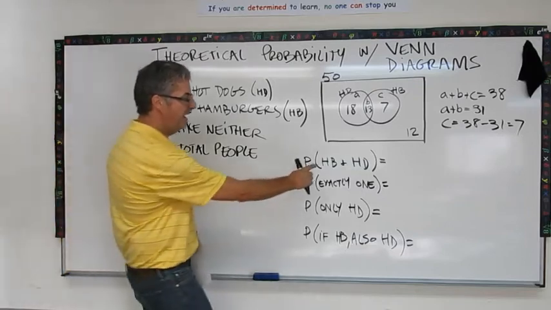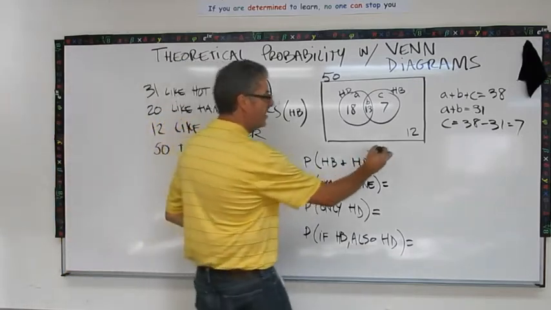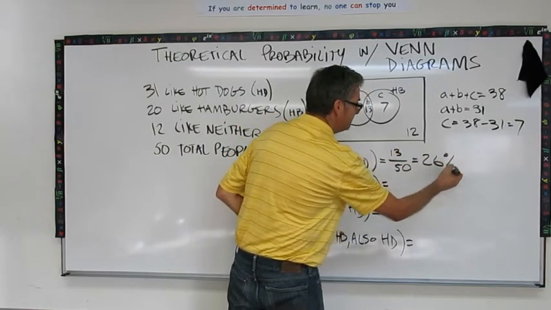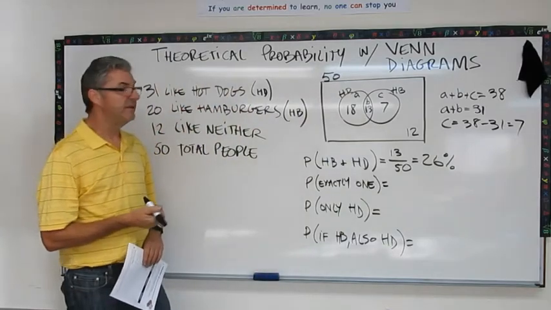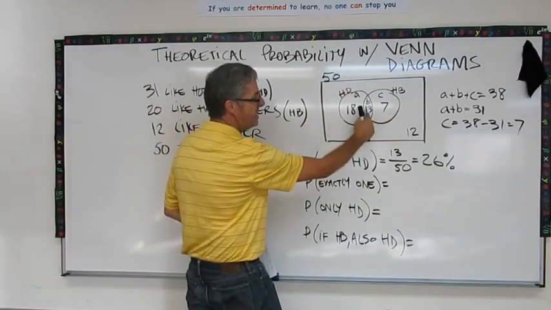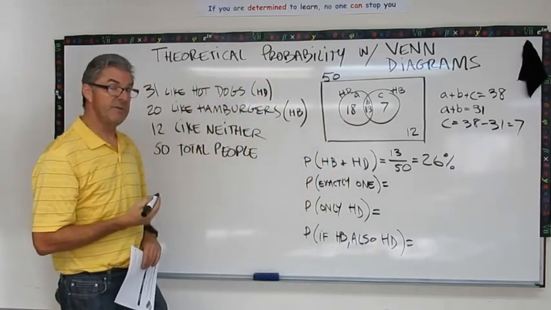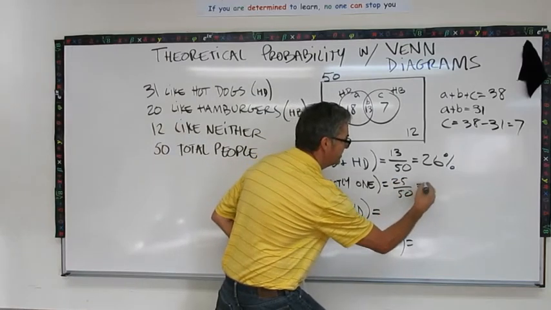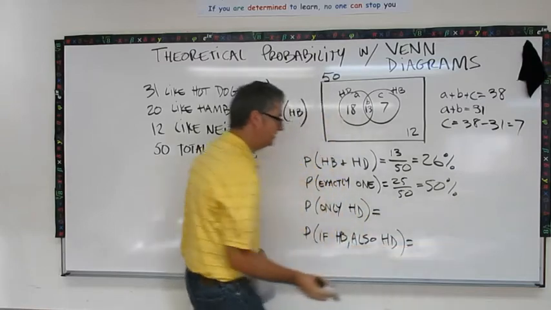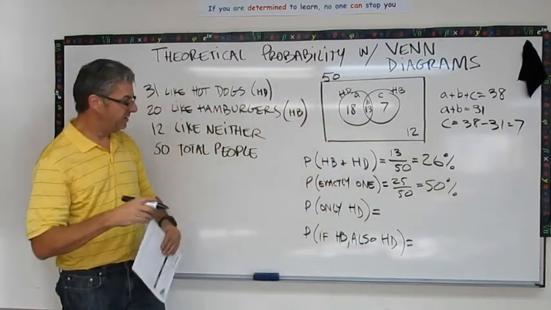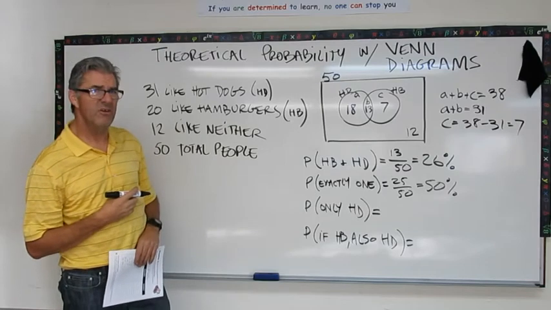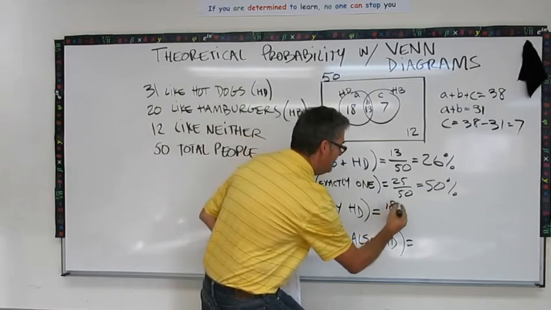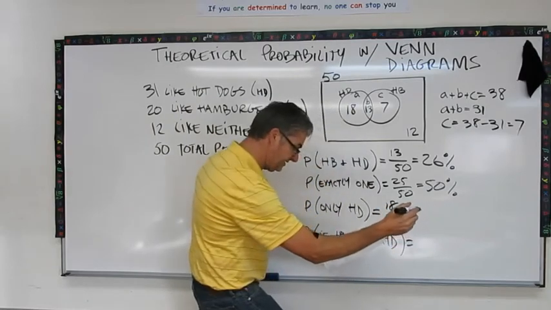So go ahead and pause the video and see what you get. Okay, let's do these. Hamburgers and hot dogs. That's 13 out of 50, which gives us about 26%. Okay? Now, only one. That would be this 18 and this 7, excluding the 13, because those 13 people like both. So 18 plus 7 is 25 over 50, which is exactly 50%. So that's the probability that somebody likes exactly one. Let's do this. Only hot dogs. So only hot dogs is just this 18 here. We can't include the 13, so that's 18 over 50, which is going to give us 36%.